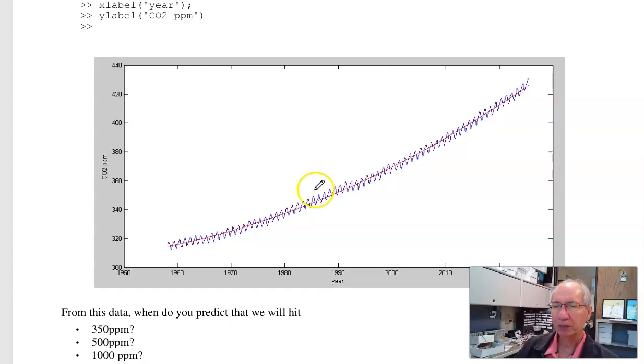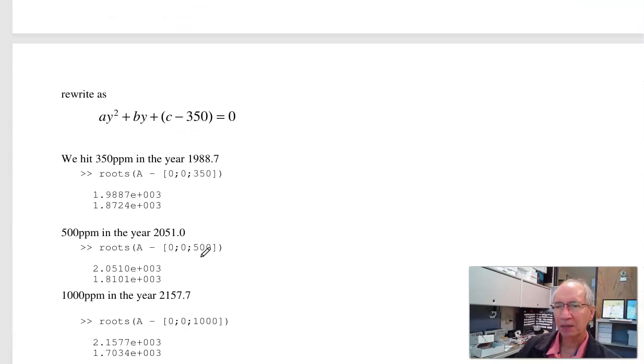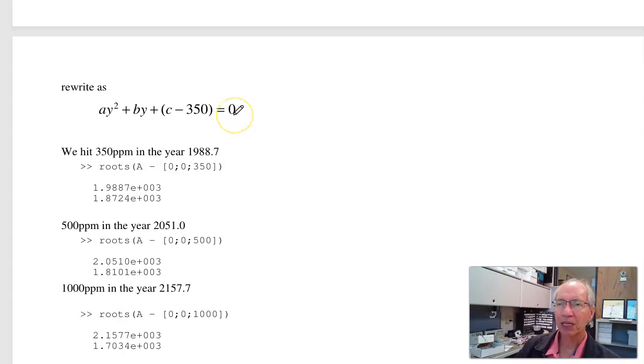Matches pretty well. From the data, if I want to know when do I reach 350 parts per million, 500, 1000, I need to do a trick. There is no function in Matlab for function equals 350. There is a function equals 0. That's the Matlab command roots. So to solve this equation, I'll bring the 350 left. And now it's function equals 0. I can do that. So what is the roots of a minus 0, 0, 350? So that's 0 times y squared, 0 times y, 350.